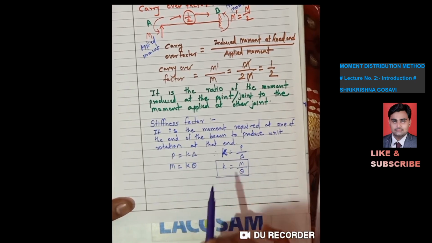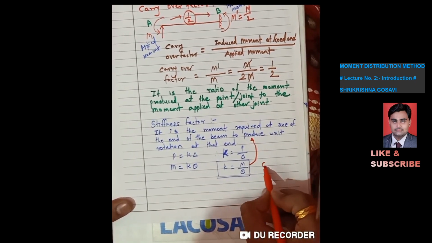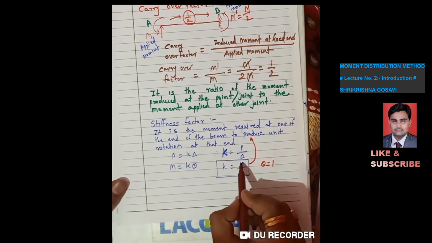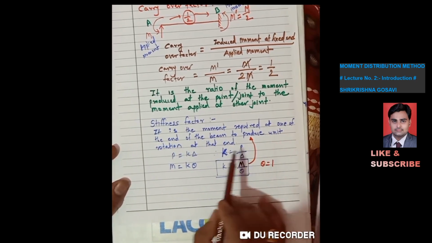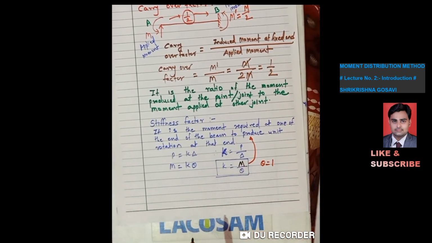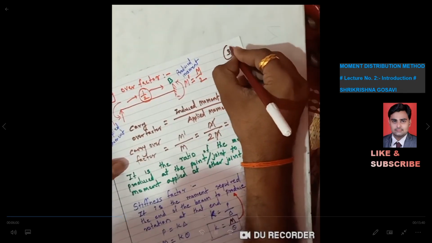This definition is connected to this formula. Here you can put theta equal to 1. So this definition says it is the moment required at one of the ends of the beam to produce unit rotation. If theta is 1, then M by 1 is equal to K, so K is equal to M. In this way the stiffness factor is defined. The stiffness factor depends upon the far end of the beam.